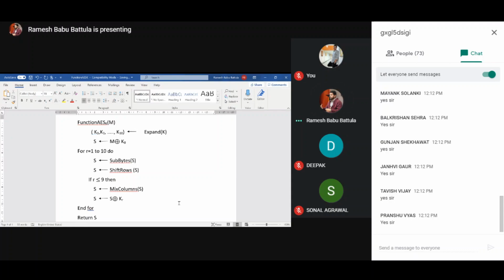Very simple. What are the major differences I discussed in the last class? Just observe how many subfunctions there are. This is the substitute byte operation, and this is the shift rows operation. And up to the 9th round, we will perform this mixed column operation. Finally, the add round key is there.